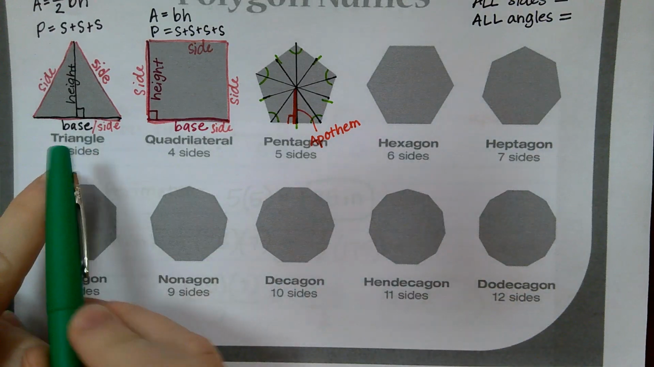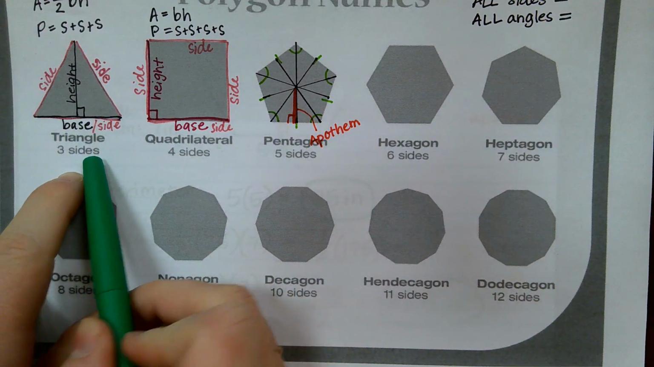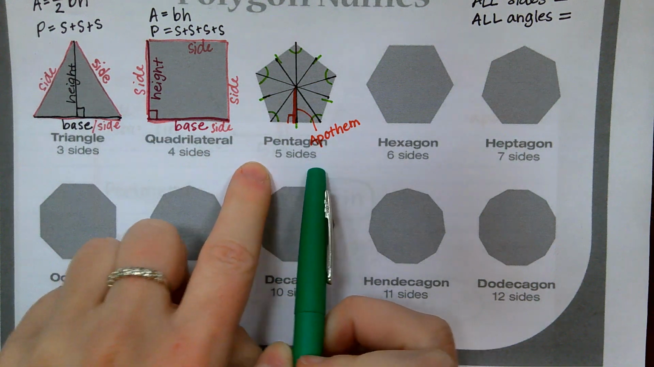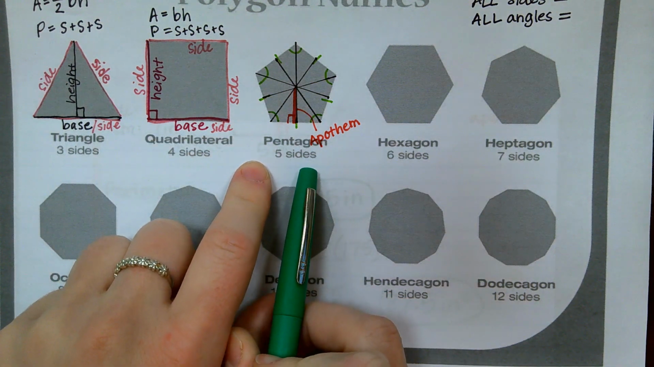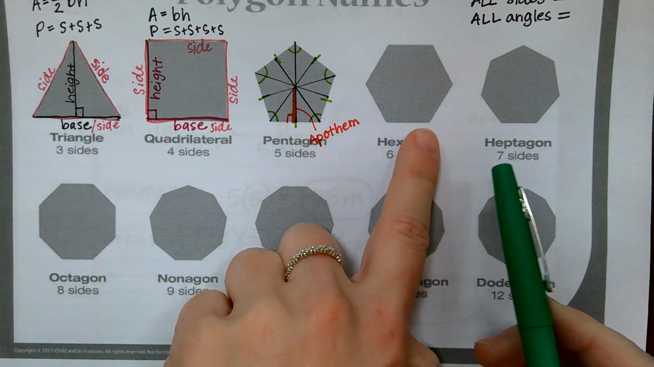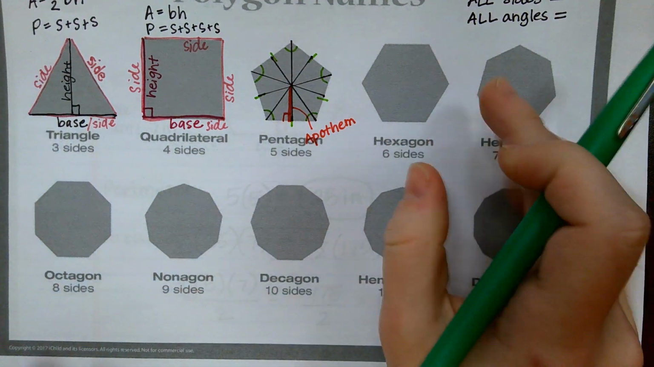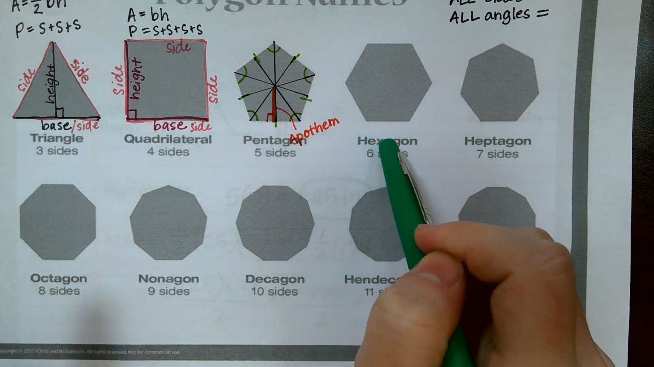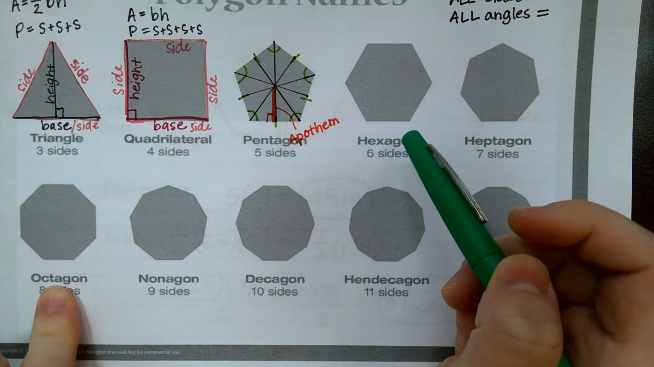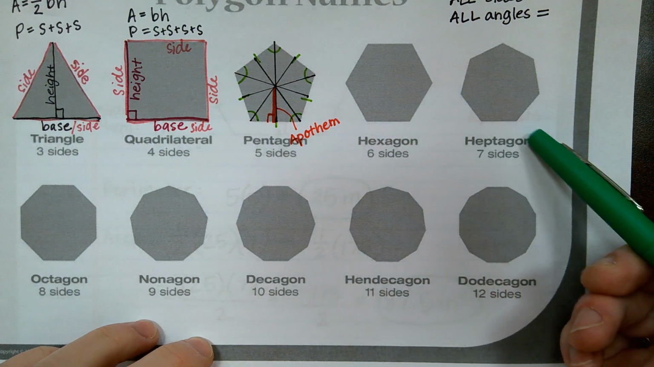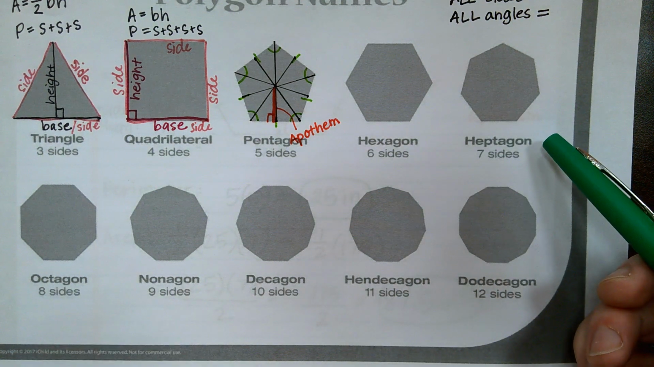So we have our triangle, that's 3 sides. We have our quadrilateral, that's 4 sides. We have our pentagon, that's 5 sides. Hexagon is 6 sides. Now this is normally where our knowledge stops, at the hexagon, or the octagon, some of us know octagon. But then I've never heard of the heptagon. Right. Or the octagon, but nothing after that.